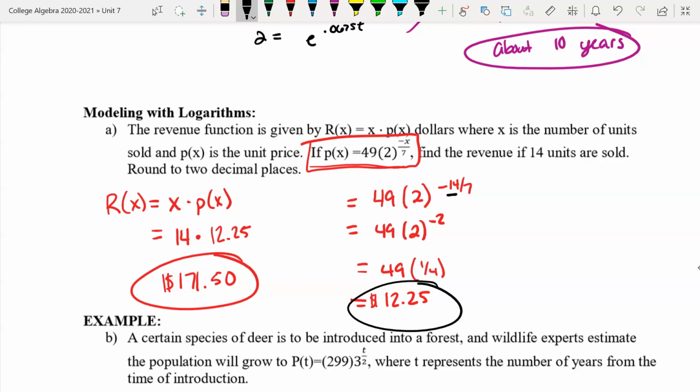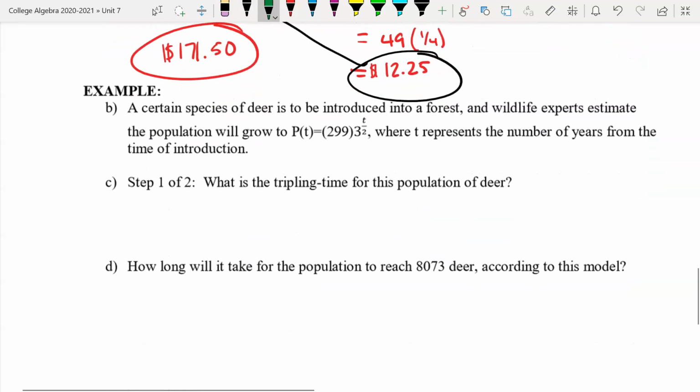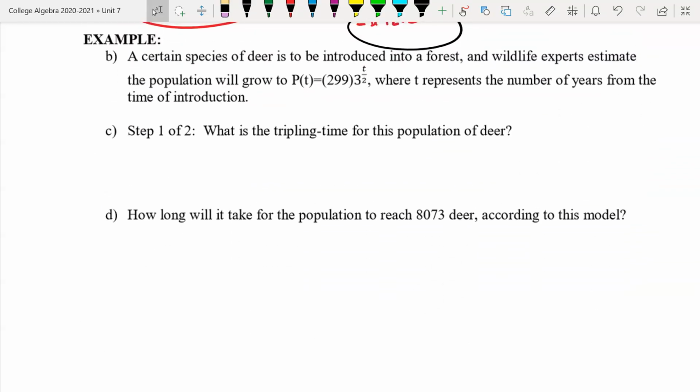So the issue with this one is it's pretty easy because you're just plugging in the 14. Then people want to stop here. But remember, that's just for one unit. I bought 14 units, or sold 14 units, so I need to multiply by 14 to figure out how much money I actually made.